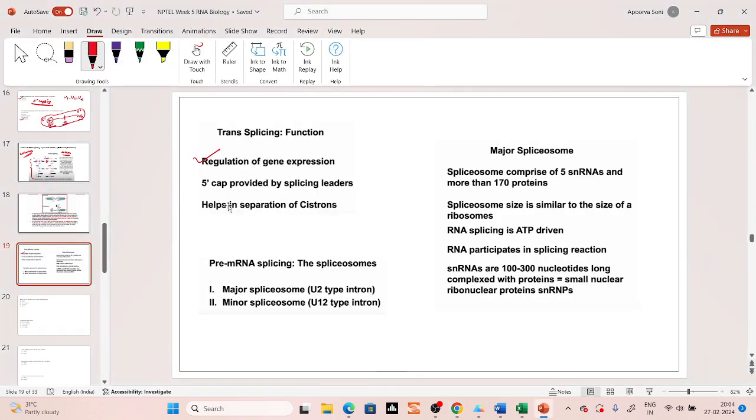Okay. So now 5' cap provided by splice leaders and helps in the separation of cistrons. Okay. Now we come to the point that there are two kinds of spliceosomes. Now we have studied that U1, U2, U4, these are your spliceosome complex. Now these spliceosome complexes can be of two types. First is the major spliceosome complex and the other one is the minor spliceosome complex.